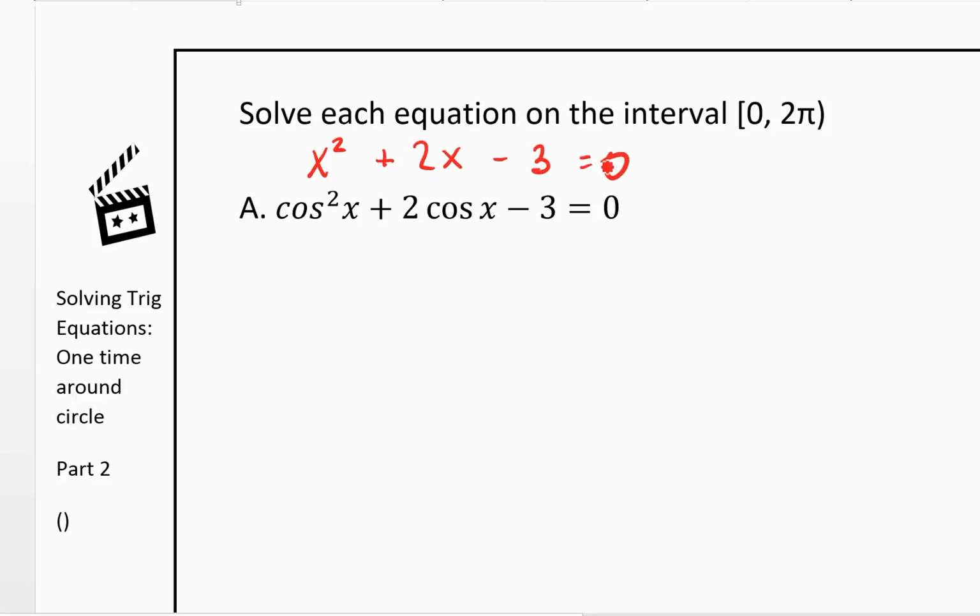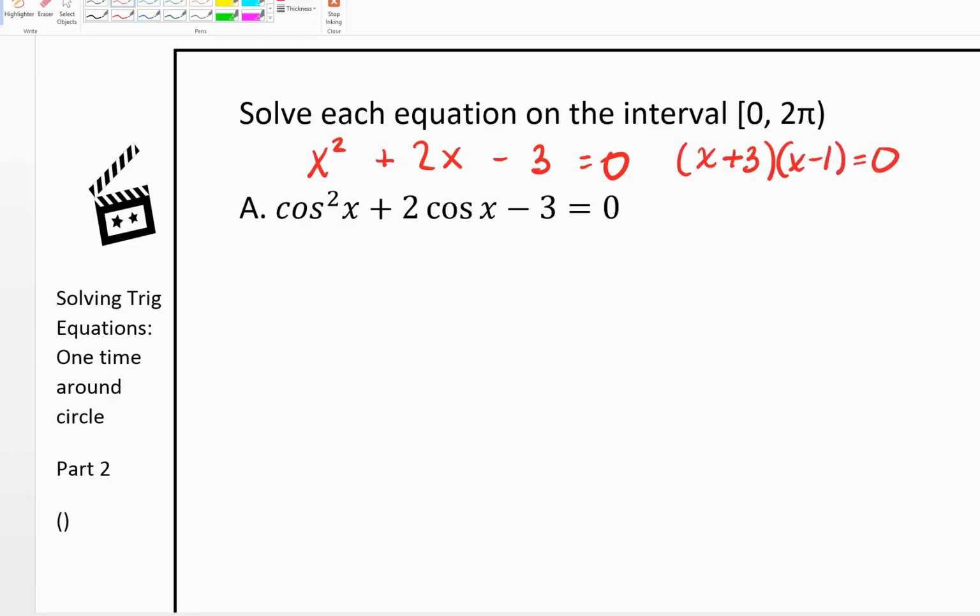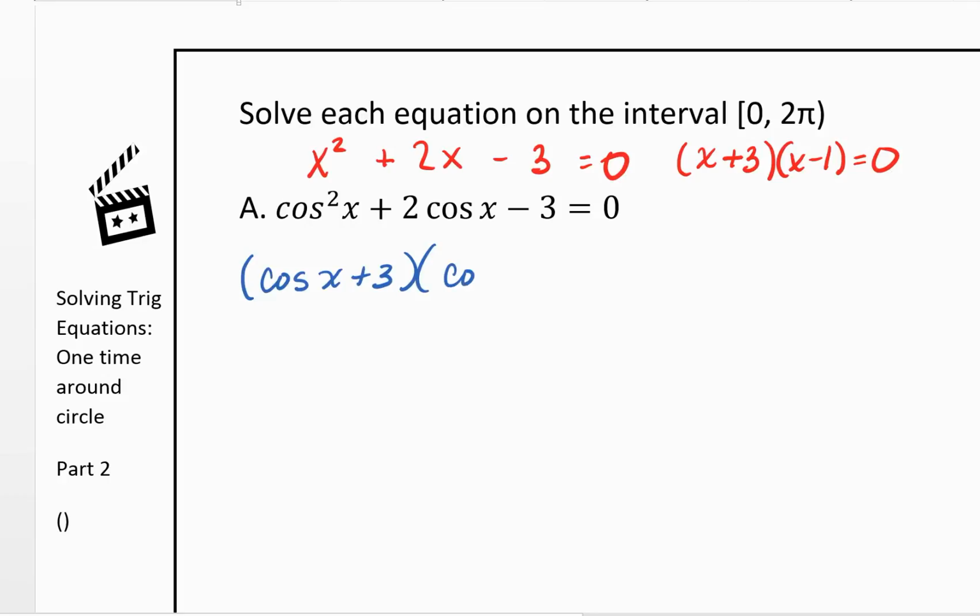0. And if we were to solve that, we'd have many different ways of doing it. We could use quadratic formula or completing the square. But another way we could do it is factoring. So we could factor this as x plus 3, x minus 1 equals 0. And we can factor our original problem here in a very similar way, just where we have x, put in cosine of x. So we'd have cosine of x plus 3 times cosine of x minus 1 equals 0.